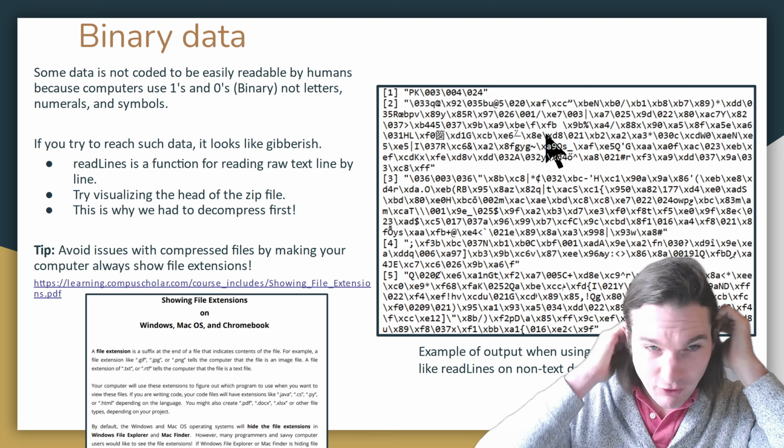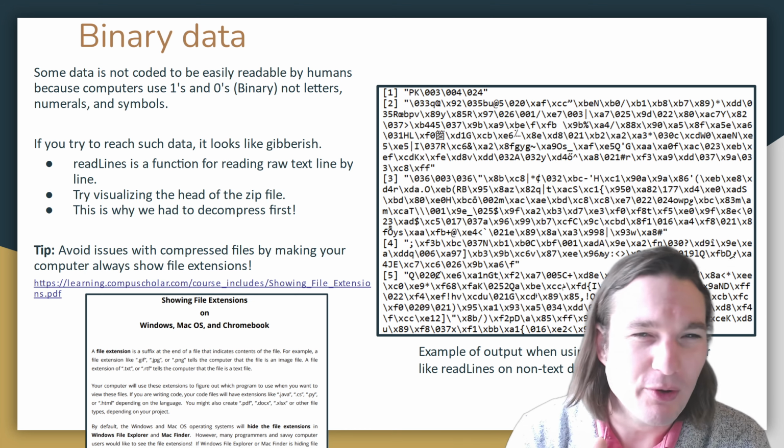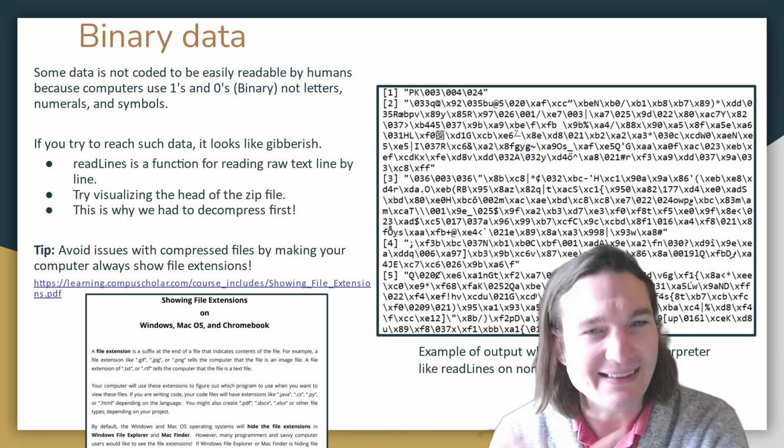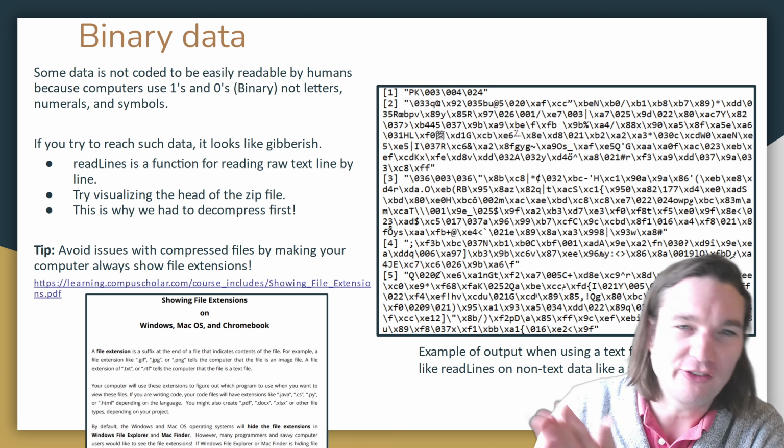This zip file is a form of compression. It's a very common form. There's other kinds. You'll see .gz files. That's gunzip. It's just a different compression algorithm.